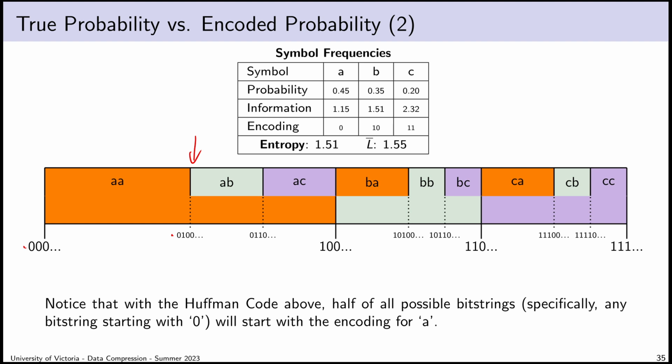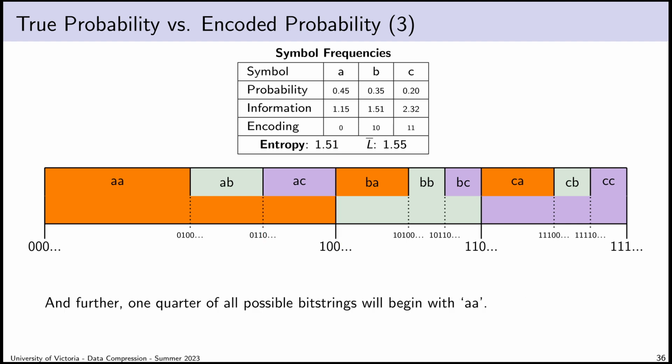Okay, and then similarly, all the sequences beginning with AB would be all the sequences beginning 0, 1, 0, and the sequences beginning AC would be 0, 1, 1. So I can actually subdivide the real estate for 2-character messages and 3-character messages, and we actually did this earlier by generating that table of probabilities. So half of all bit strings correspond to encodings beginning with A. 1/4 of all bit strings, 25%, correspond to encodings beginning with AA.